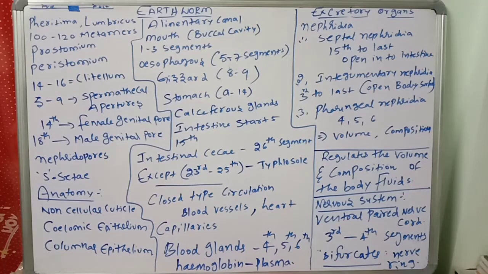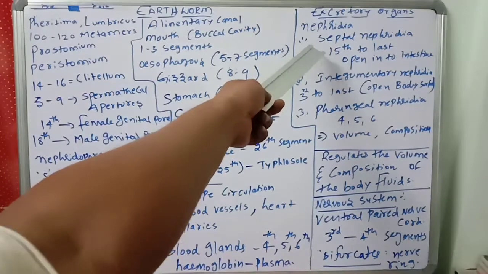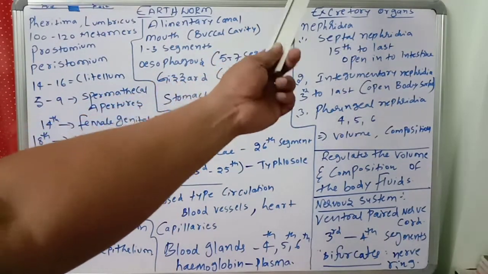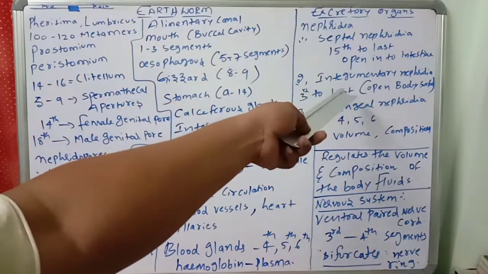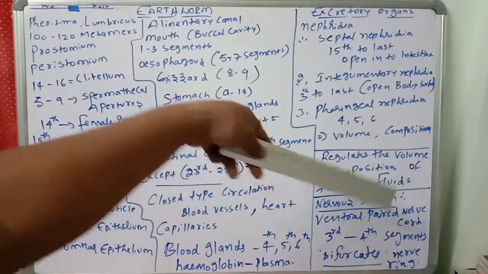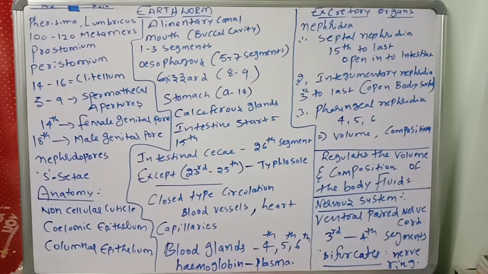Then, closed type of circulation system: blood vessels, heart, capillaries. Blood glands in the fourth, fifth, sixth segments, hemoglobin dissolved in plasma. How many types of nephridia? Septal nephridia, 15th to last, open into the intestine. Integumentary nephridia, third to last, open on the body surface. Pharyngeal nephridia, fourth, fifth, sixth. The important function of nephridia is to regulate the volume and composition of body fluids.